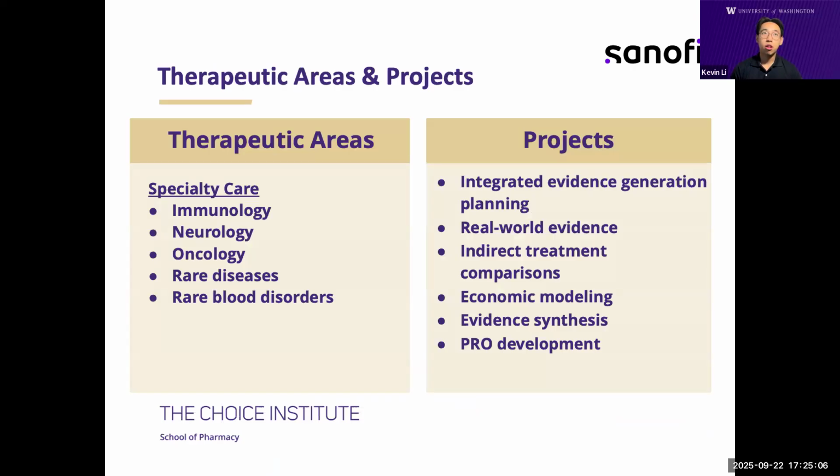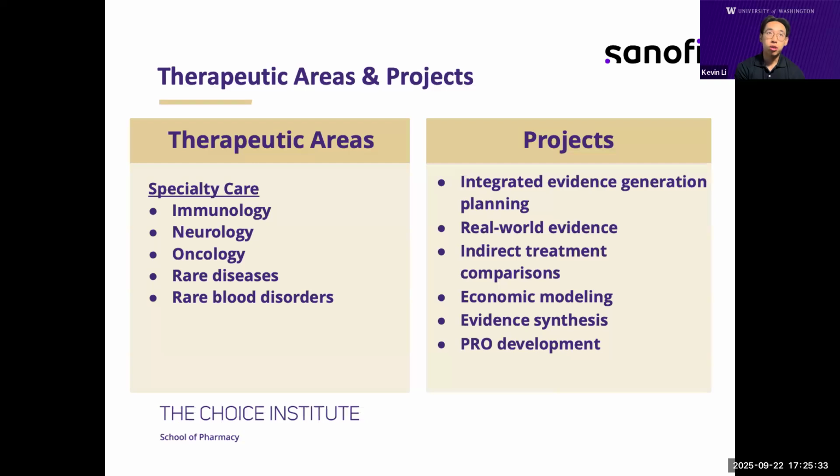So Sanofi is really all in on immunology. So currently I am supporting 3 early pipeline immunology assets targeting asthma. But again, specialty care is not limited to immunology. It also includes neurology, oncology, rare diseases, and rare blood disorders. On the right, we have a non-exhaustive list of projects that you could work on as a second year.